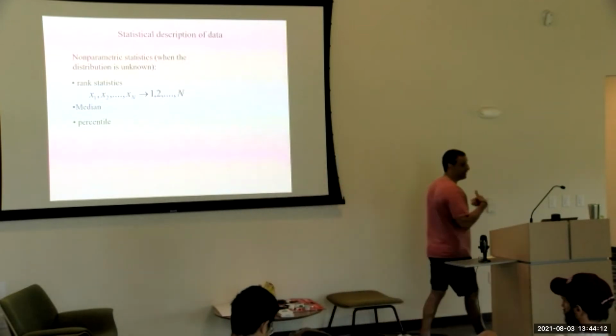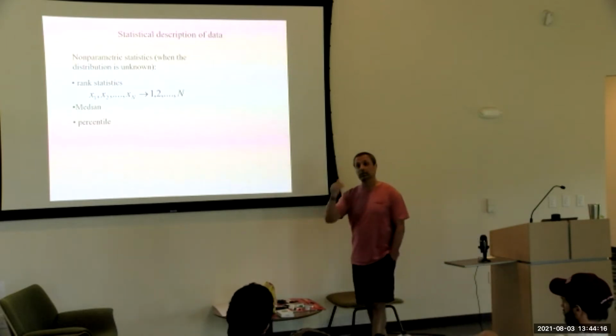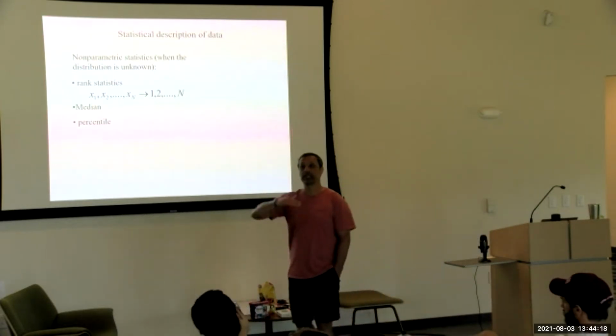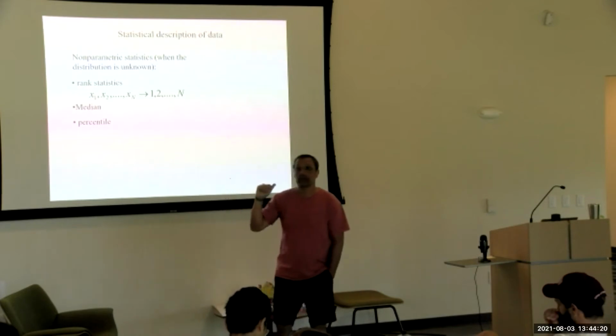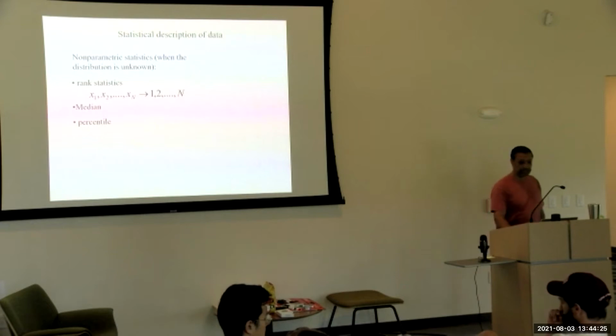The advantage of this is that then you know exactly how to interpret it. The median is in between 50% of the data and the other 50%. It doesn't tell you how close it is to any one of them, but it's in the middle. Percentiles, similarly, you can do percentiles.